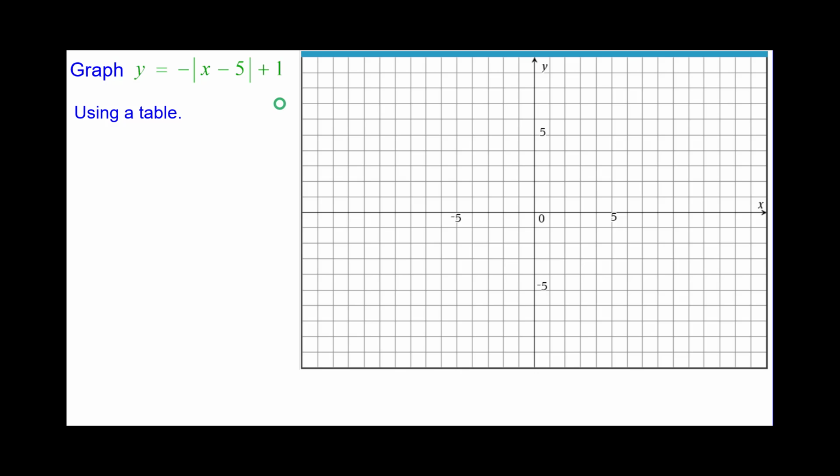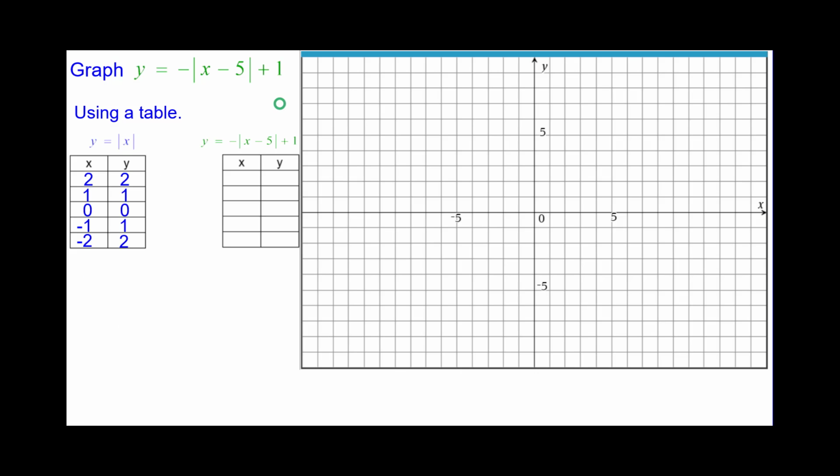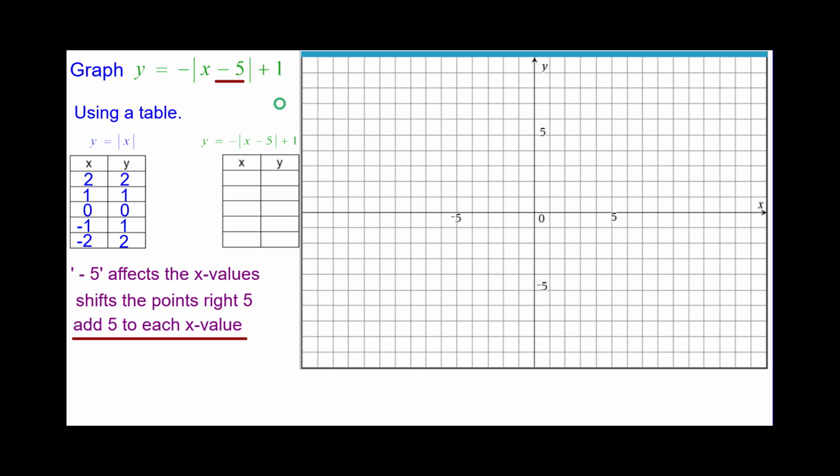Second way is using a table. These are our 5 points we usually plot for the absolute value. So let's consider the parameters. The minus 5 affects the x values inside the function. It shifts the points to the right 5, and that means we have to add 5 to get them to the right 5 units. So add 5 to each x value. So we'll do that first.